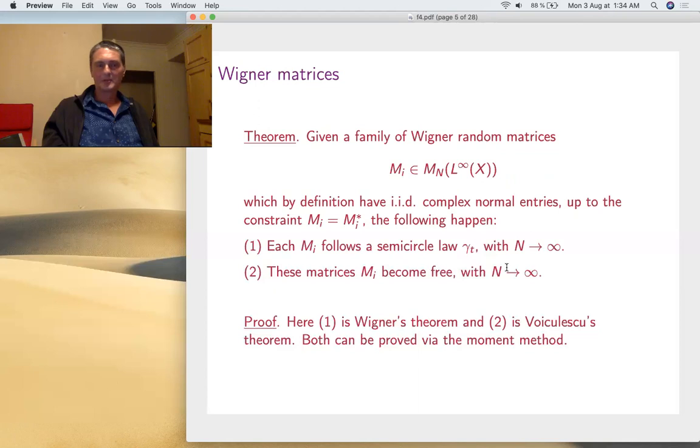Now there are many proofs. Well, the simplest is by the moment method. You just compute, and the moments are the Catalan numbers, which are the moments of the semicircle law. That's for Wigner. For free independence, you can also get it via the moment method. There are also some more clever proofs. So yeah, let's just say that it works with the moments. So this was CLT and free CLT. Now let's get to the complex case.